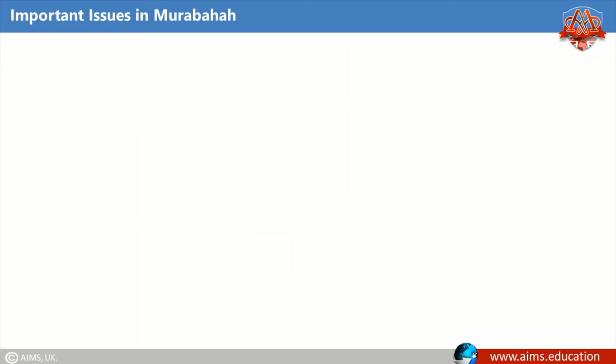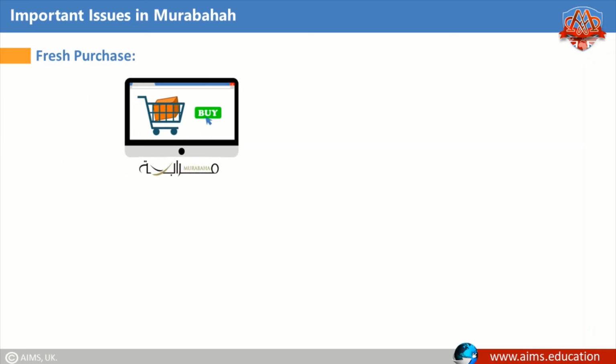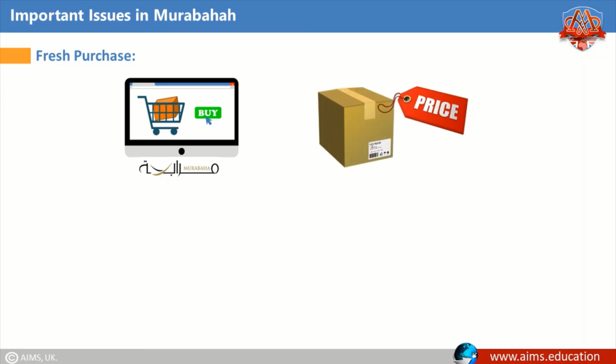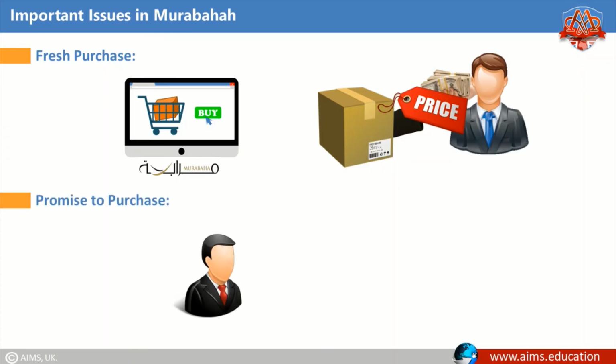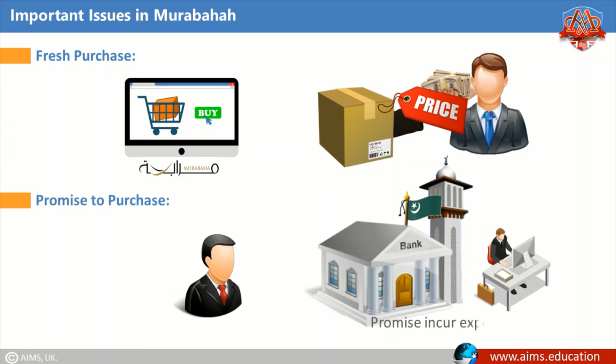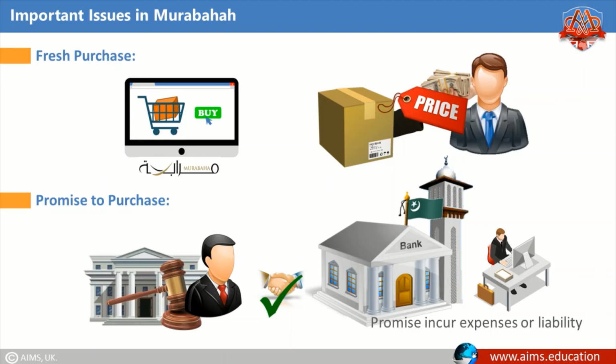Important issues in Murabaha. Fresh purchase. Fresh or actual purchase is an essential part of Murabaha, and the purchase price should be paid directly to the supplier. Promise to purchase. Since the promiser has caused the institution to incur expenses or liability, it's mandatory on the promiser to fulfill the promise, otherwise he may be compelled by the court.